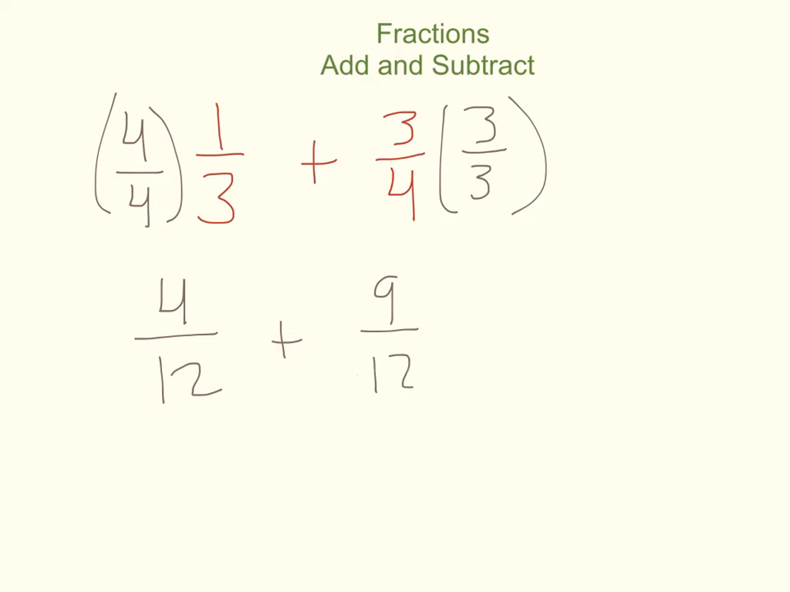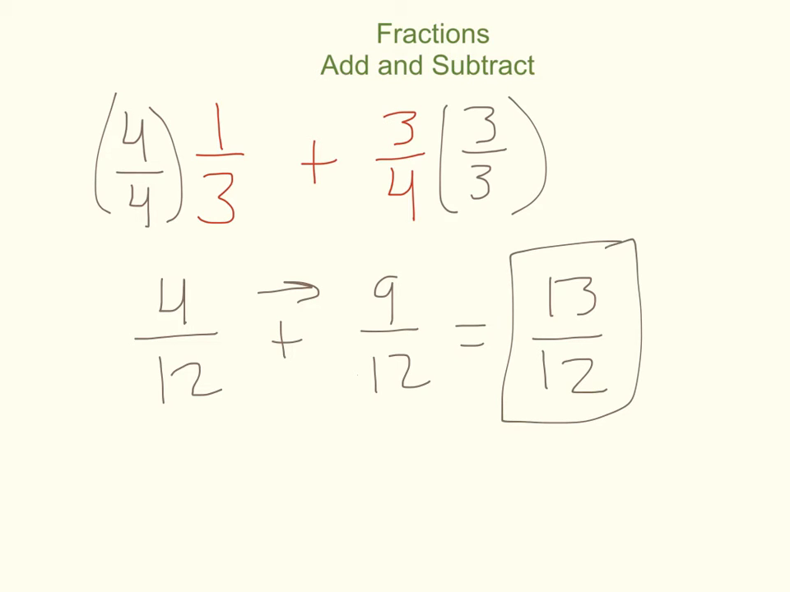12 is obviously going to be our new common denominator, so when we add across, we'll just say 4 plus 9, which will give us 13. Common denominator 12. If you want to change it, you can look at that last problem again to see how to change that, but I would probably just leave it as 13 over 12.